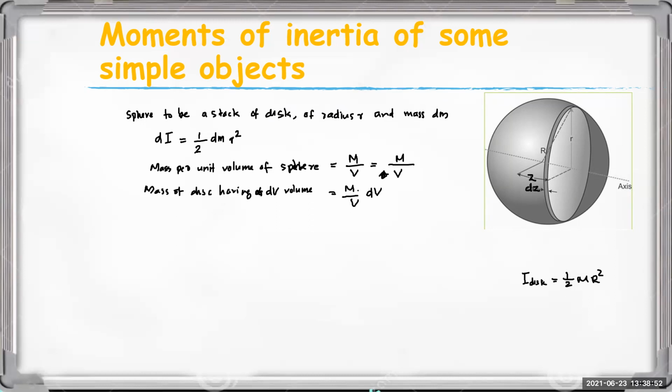Then what is dV here? For obtaining dV, we have written dz as the thickness. Just consider it as a cylinder. What is the volume of a cylinder? Pi r squared into h. In the place of h, it is dz, the height is dz. Then dm is equal to M by V into pi r squared dz.